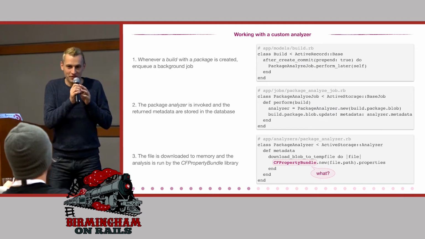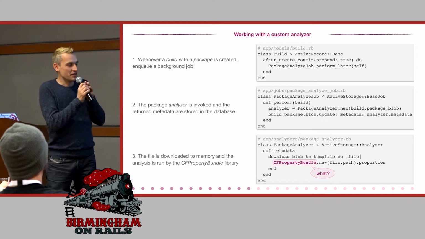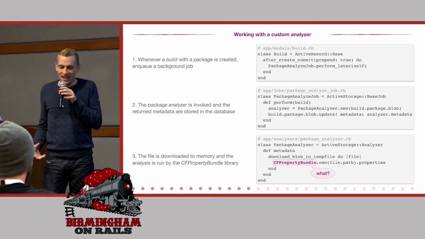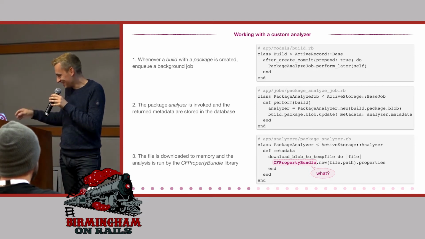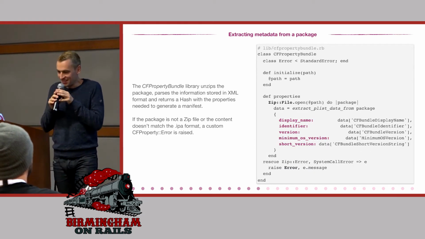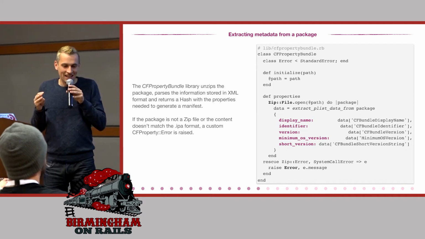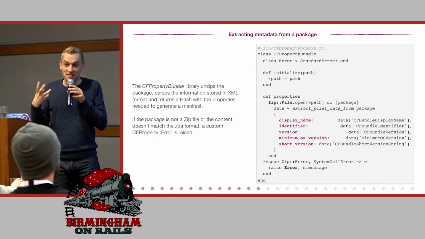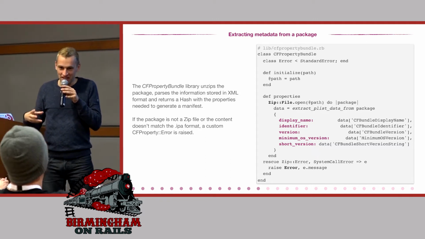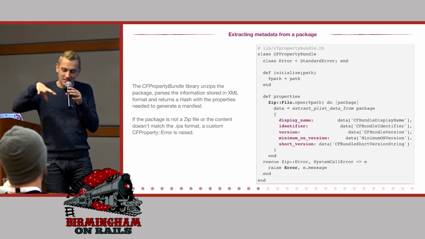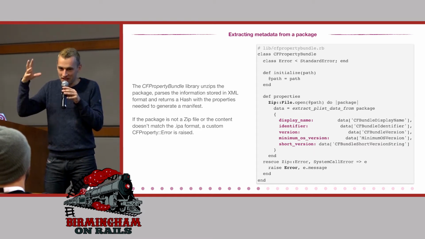Just for your own curiosity, what is this CF property bundle? So what is this thing that Xcode creates, basically? Well, this has nothing to do with Active Storage. It's just to show you that really an IPA file is really a zip file. That's what Xcode creates. It's a zip file. The extension is .ipa. And then in the zip files, there are several folders, and there's like some XML.